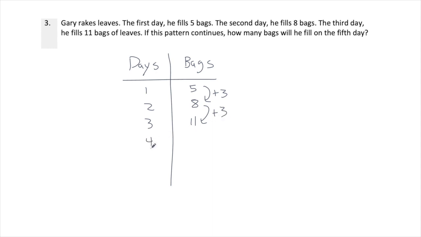So for the fourth day, the number of bags is equal to 11 plus 3, which is 14. On the fifth day, the number of bags is equal to 14 plus 3, which is 17. So the answer to this problem is 17.